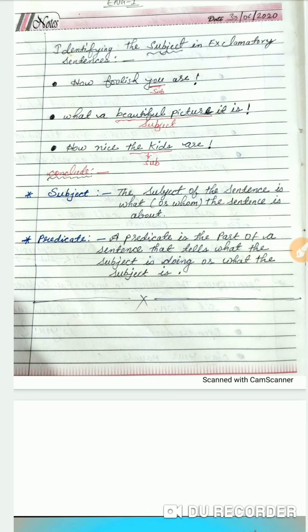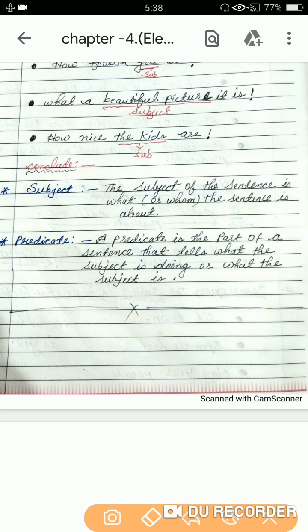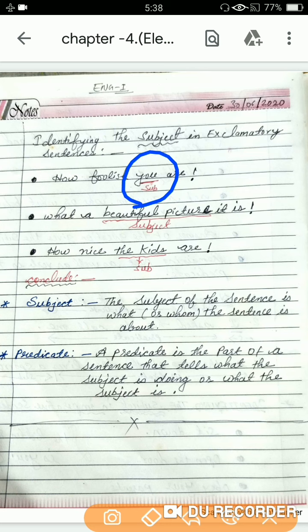Second, identify the subject in the exclamatory sentence. How to identify the subject in the exclamatory sentence? Yes, some examples are given. How foolish you are. So here it is given how foolish you are. So the question, who is foolish? The answer will be you. So that will be our subject.